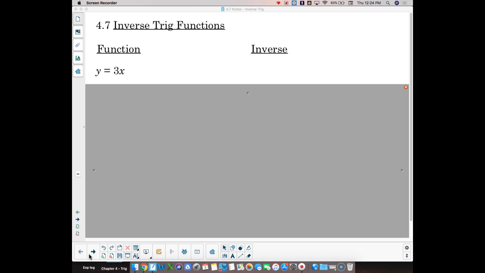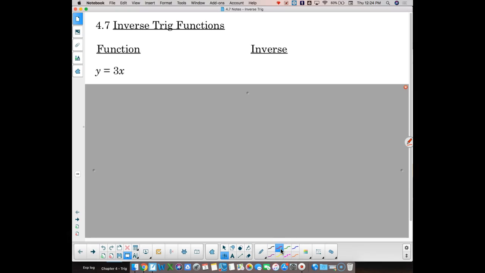Okay? So let's talk a little bit here about inverse functions, because that's what we're going to start today. We're going to start the inverse functions for the trig functions. Now, in a prior math class, you learned that when you're creating the inverse of a function, you switch the x and the y. That's how we create inverse functions. We switch the x and the y, and then normally we would solve it for y again, and that gives us our inverse function.